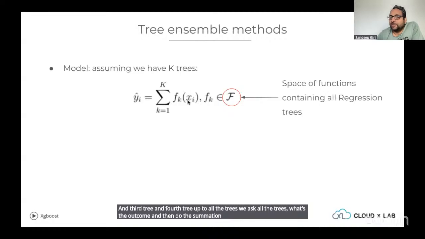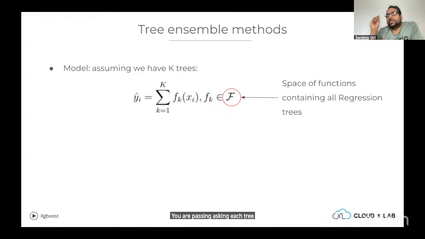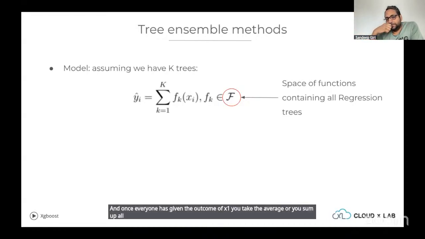So you have K number of trees that have been prepared by someone. You are asking each tree, what's the outcome for x1? And once everyone has given the outcome for x1, you take the average or you sum up all of these values. That's how you get the best outcome. Make sense, everyone?